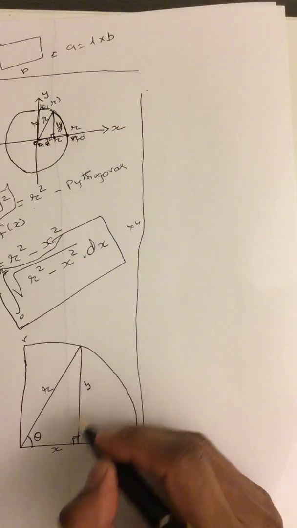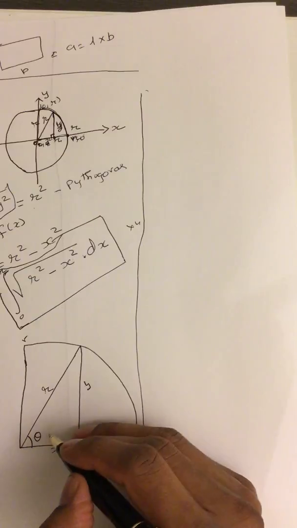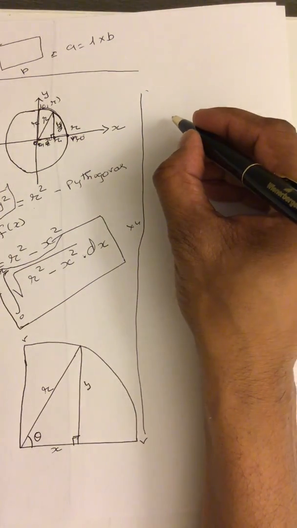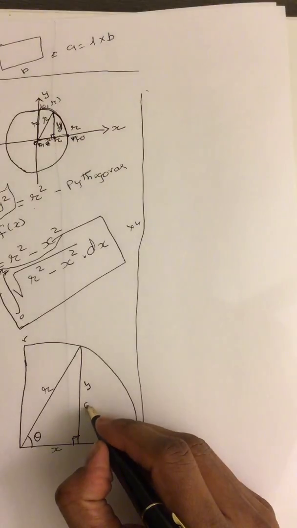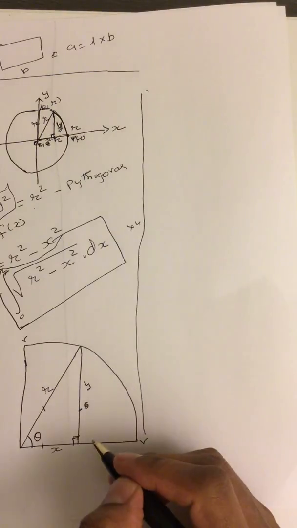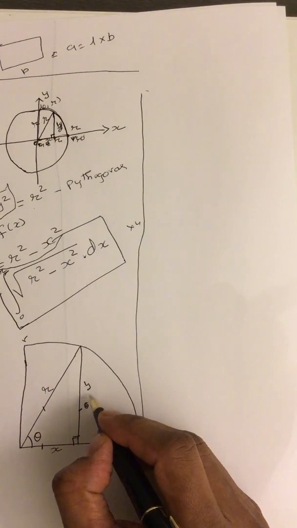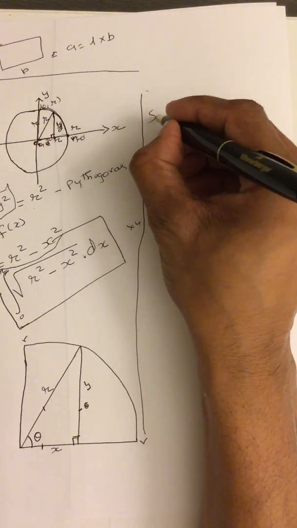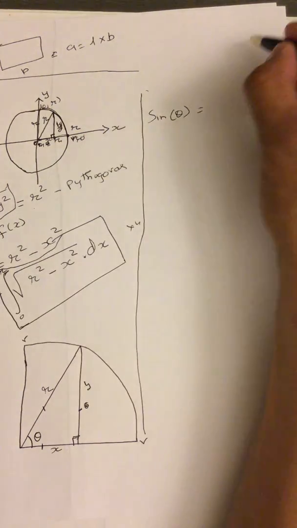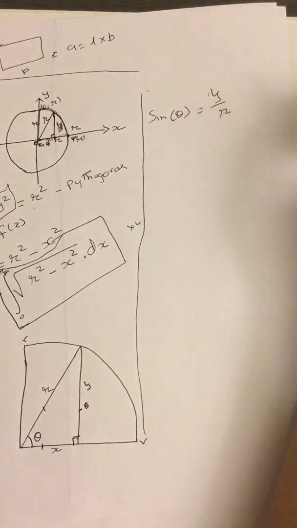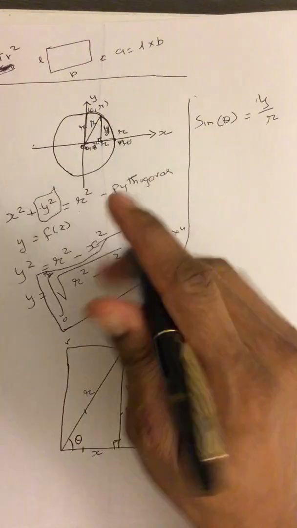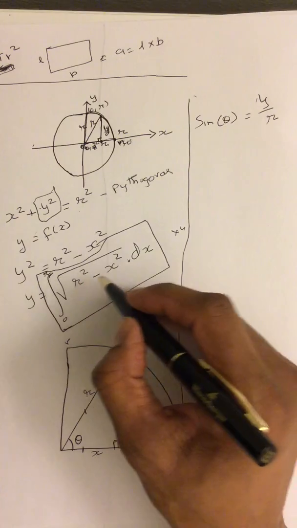How about we try to represent x, y, and r in terms of sine and cosine, right? So this is the opposite side, this is the adjacent side, and this is our hypotenuse, right? Opposite side divided by the hypotenuse gives us sine theta. So we can say sine of theta is equal to the opposite side divided by the hypotenuse, which is basically y divided by r, right? We know what y is. y is nothing but square root of r square minus x square, before we applied the integral.